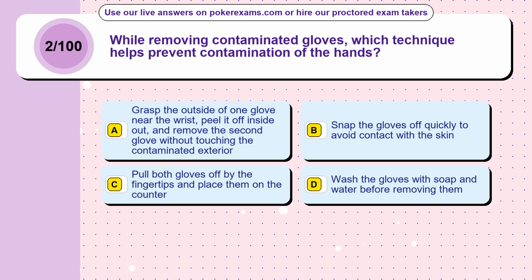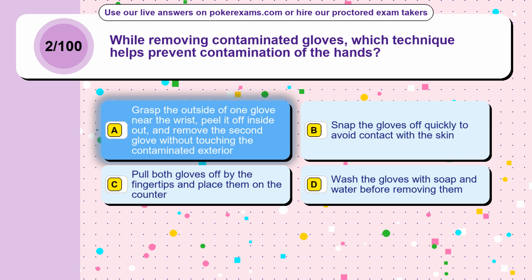Option B, snap the gloves off quickly to avoid contact with the skin. Option C, pull both gloves off by the fingertips and place them on the counter. Option D, wash the gloves with soap and water before removing them. The correct answer is option A.